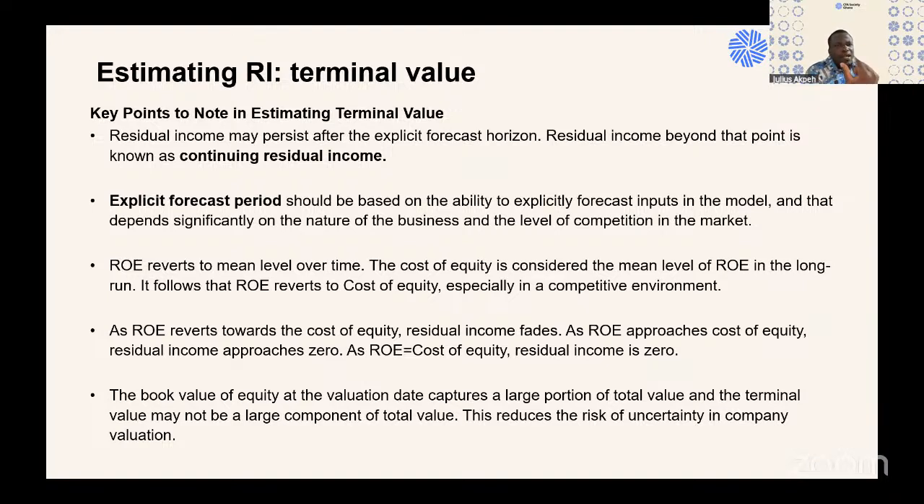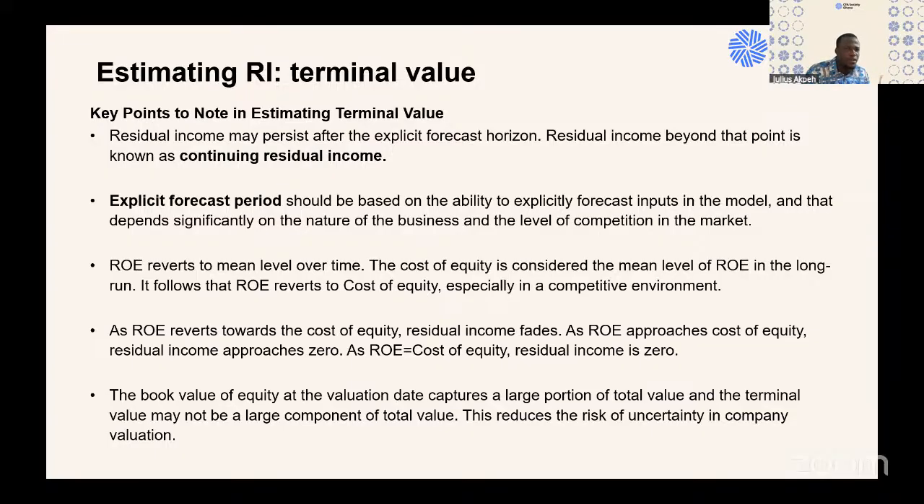Now, residual income may persist after the explicit forecast period. You know, we have the explicit forecast period, and in our case, for GCB, we are using a 5-year period. We are forecasting over a 5-year period. Then we do the valuation. Now, beyond the 5-year period, decisions have to be made. Will residual income persist beyond the explicit forecast period or not? So there are 3 scenarios we need to look at.